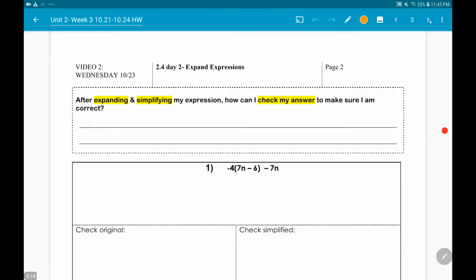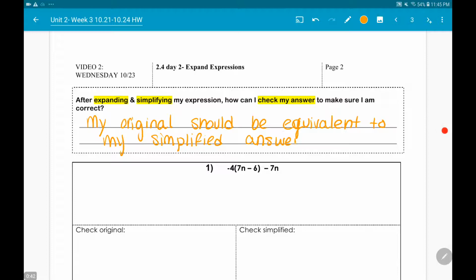So, since we are creating equivalent expressions, my original should be equivalent to my simplified answer. And we check equivalence using evaluation.